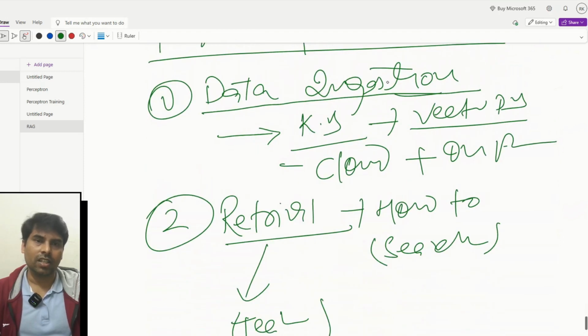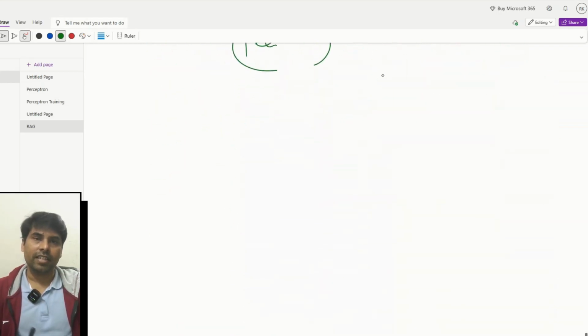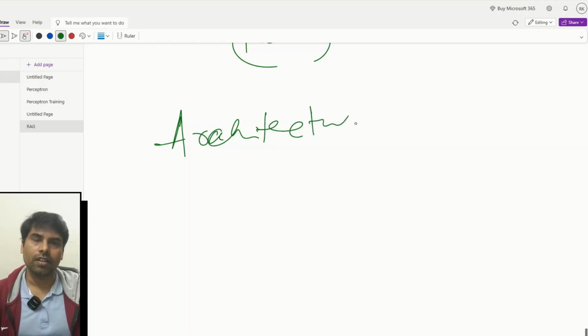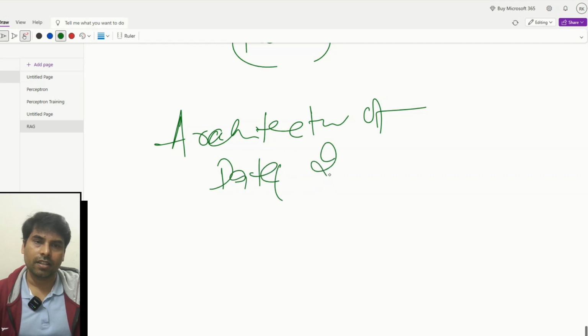So in a nutshell, there are two important components in RAG. One is data ingestion, and there are multiple ways to ingest data. Second is how to retrieve the data. I hope in this video I was able to establish the basic concept of what a RAG system is, and in the next video I will talk about the architecture of data ingestion in RAG.